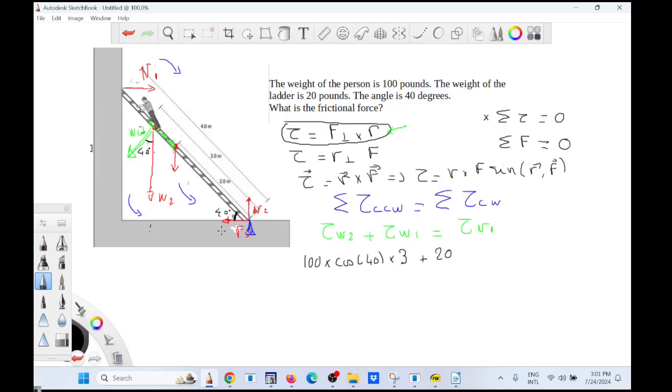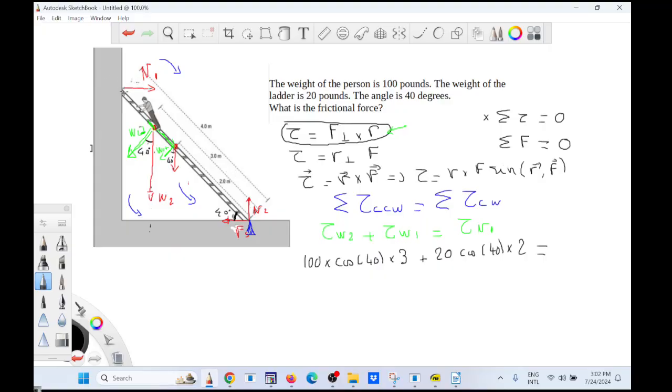Okay, plus the weight. So here the same thing. It has two components, the perpendicular component here, which is W1 perpendicular, and this is the angle 40. So that's going to be cosine 40 times the distance, which is 2.